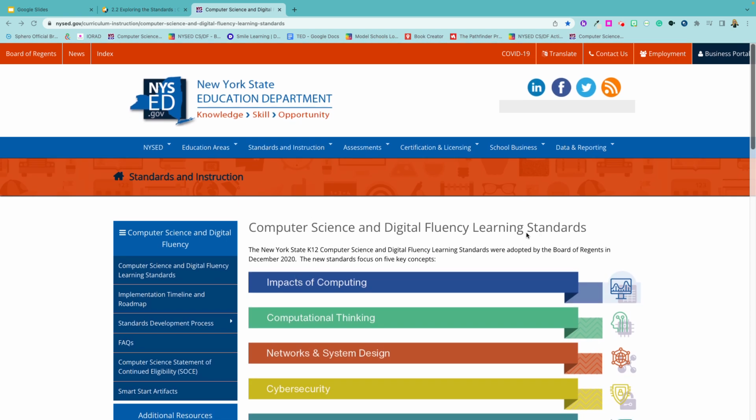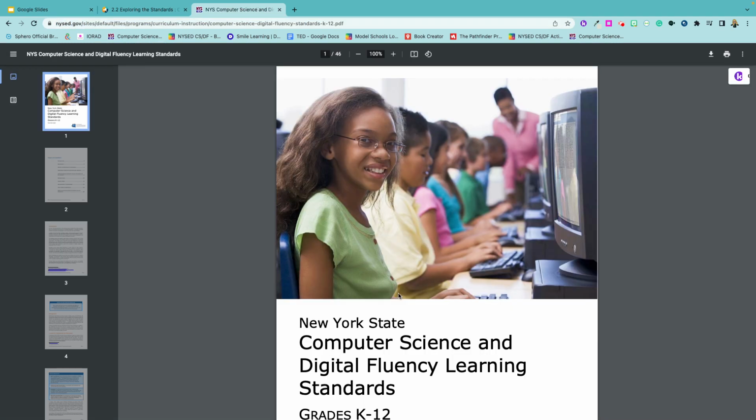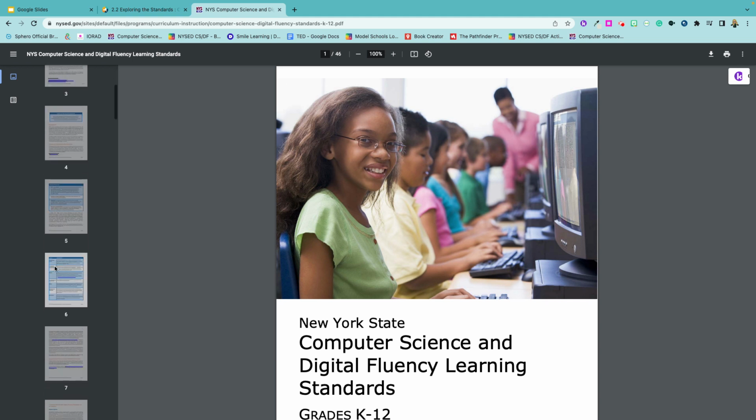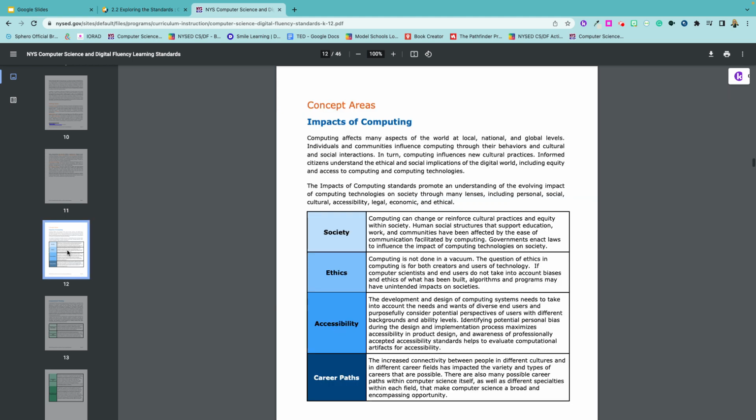So we're still on the Computer Science and Digital Fluency Learning Standards page that you bookmarked in the first part of this module. And then you're going to go down to that first link you see on the page, the New York State K-12 Computer Science and Digital Fluency Learning Standards, all grades. When we click on this link, it's going to open up as a PDF for us. And I want you to scroll down, and you may want to read all the information at the beginning if this is your first time through. But for this video, we're going to scroll to page 12 and look at each of the concept areas.